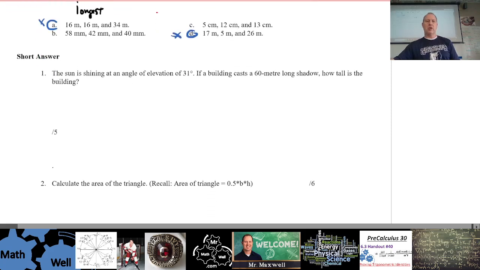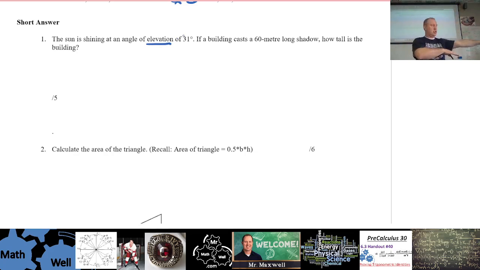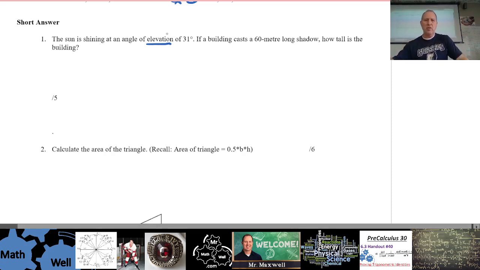Okay, let's keep going. Short answer number 1. The sun is shining at an angle of elevation. So remember, elevation is always from the horizontal or the flat up. Elevation is elevate, up. So angle of elevation, and a lot of students get this wrong because they go from the sun and down, but no, it's an elevation from the ground. So here is the sun. Okay, awesome.